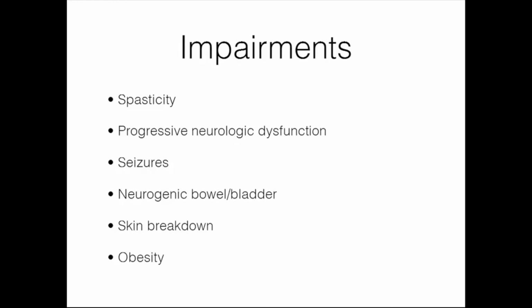About 10 to 30% of children with spina bifida will have seizures. Neurogenic bowel and bladder is seen in almost all children with spina bifida. Less than 5% of children with spina bifida develop voluntary control of their urinary or anal sphincters. Skin breakdown can be seen in children with spina bifida, particularly those who are in wheelchairs.